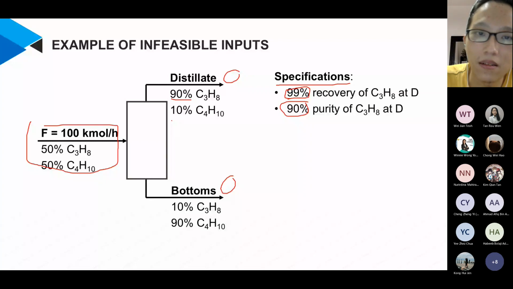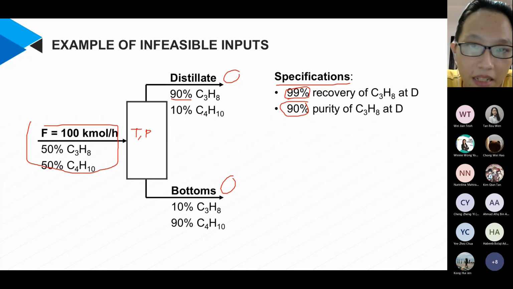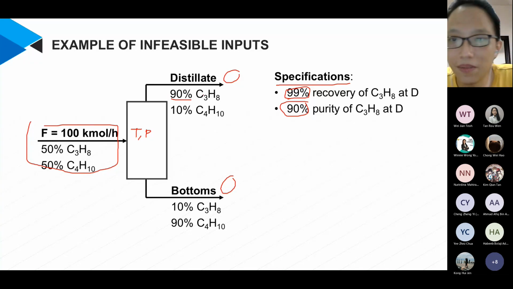And let's assume that the simulator has calculated the required thermodynamics, and it tells me that at these conditions, at a certain P, the distillate is 90% propane and 10% butane. So that's what I can get under these conditions. And let's see if the simulator can solve this problem.